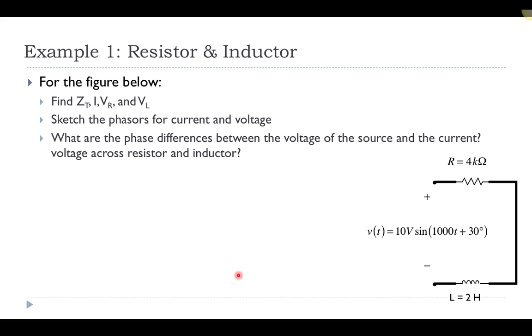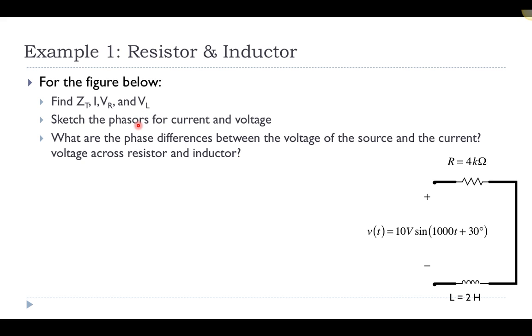So let's see if we can apply this to an example. I have a 4 kilo ohm resistor and a 2 Henry inductor, and they are connected in series, and across those two components I have a voltage that is varying sinusoidally in time. It has an amplitude of 10 volts, an angular frequency of 1000, and a phase shift of positive 30 degrees. We want to determine the overall impedance, the current that's flowing through both of those components, and the voltage across each component.